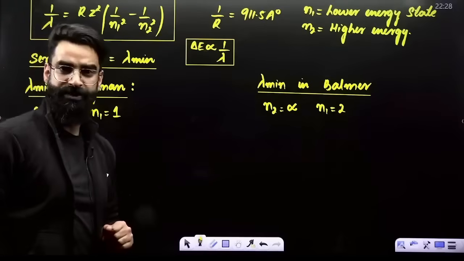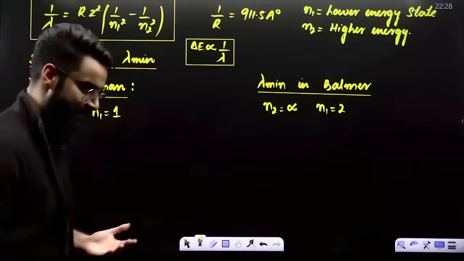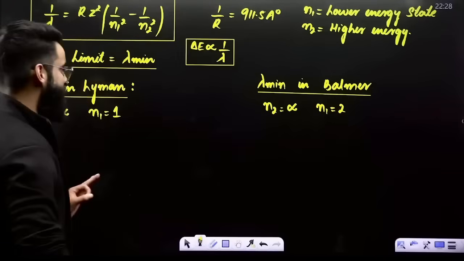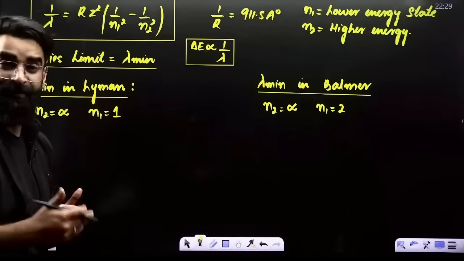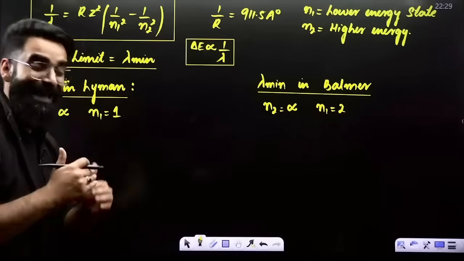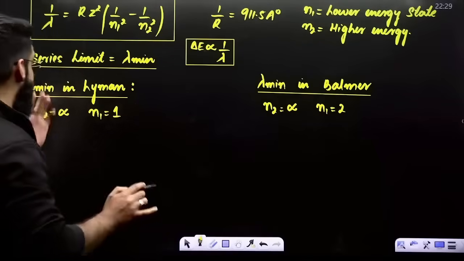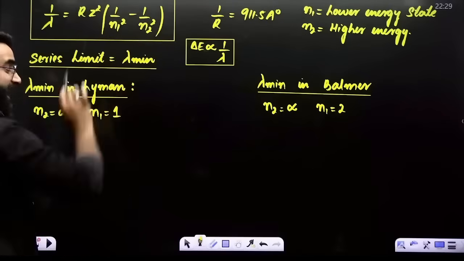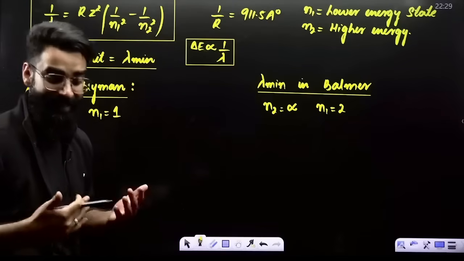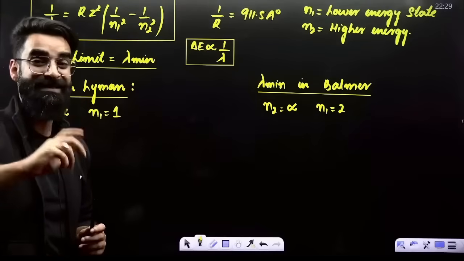My dear students, the second question. Calculation of series limit. What is series limit first of all? Series limit means minimum wavelength emitted or absorbed when the electron makes a transition between 2 energy states. My dear students, first of all, you must have heard about this particular formula, which is the Rydberg's formula. And with the help of this Rydberg's formula, you can calculate easily the wavelength emitted or absorbed by the electron when the electron makes a transition.